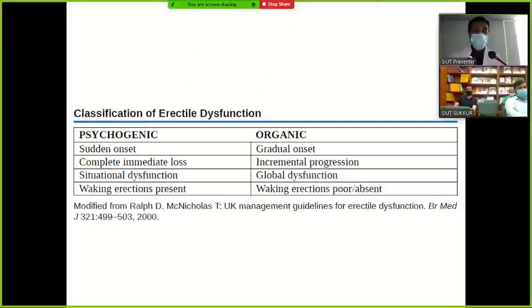Then the quick review of psychogenic and organic ED. In psychogenic ED, there is sudden onset, while in organic there is gradual onset. In psychogenic, there is a complete immediate loss, while in organic there is gradual progression. In psychogenic, there is situational dysfunction, while in organic there is global dysfunction. In psychogenic, waking erections are present, while in organic, waking erections are absent or poor.